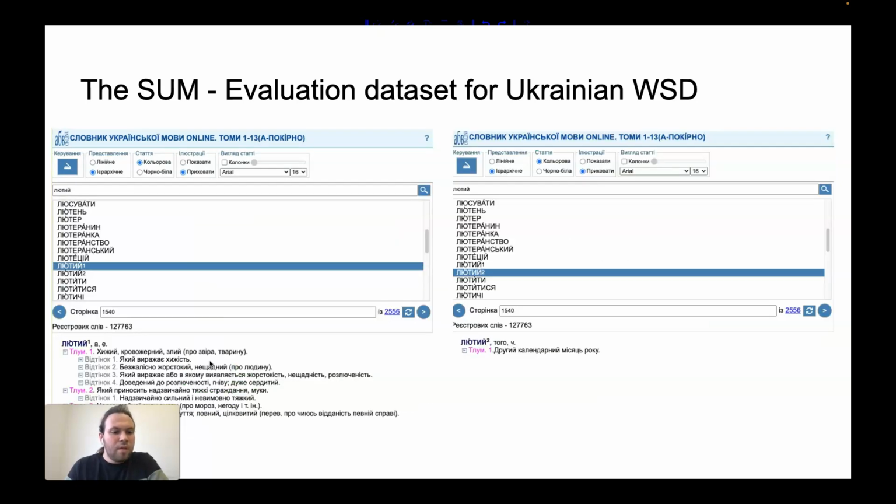But the word "luty" is also a homonym. That means that there are two or more words "luty" in dictionary with totally different meanings and origins. In our study, we've decided to concentrate on homonyms as it's easier to distinguish between their meanings.